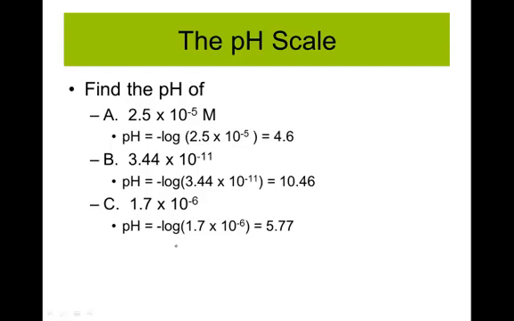Now, as I mentioned before, if you have a graphing calculator, you can push negative log of that number. And you'll probably want to make sure you have that number in parentheses, so it gives you the right value. So we can see by these that this would be probably a weak acid because it's a 4.6. 10.46 would be on probably the weak base side. Well, almost a strong base, I guess. And 5.77, this would also be considered a weak acid.